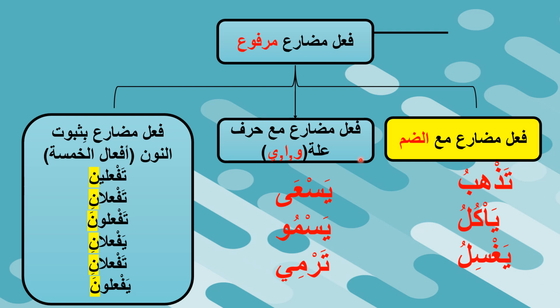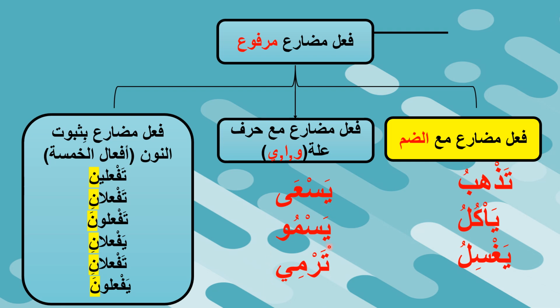The second type of Fel Mudaare is with Harf Illa. Harf Illa means the weak letters Waw, Alif and Ya. Here you can see Yas'a. The last letter is Alif Makhsura. It is a weak letter. Here Yasmu, the second example, the last letter is the weak letter Waw, and Tarmi, the last letter is Ya, the weak letter which cannot carry the haraka.